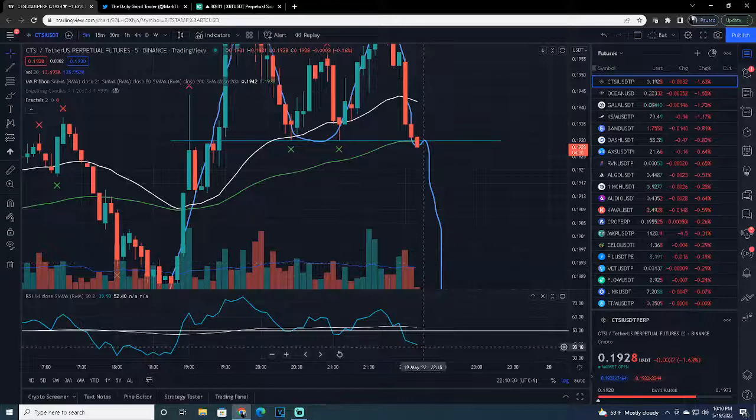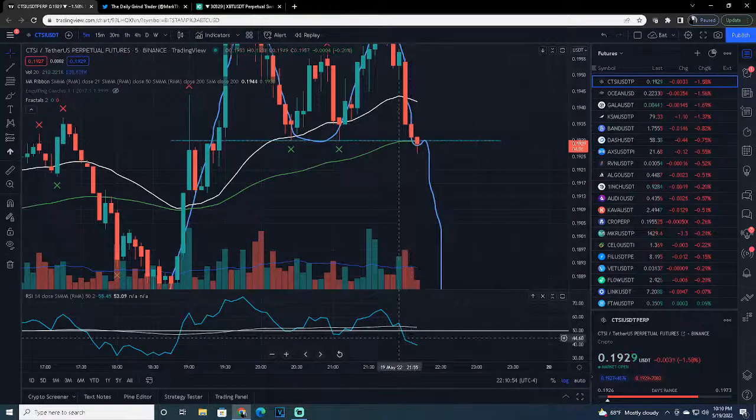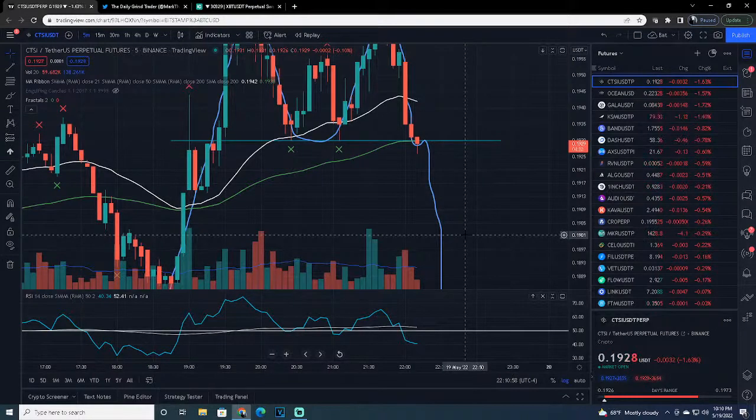We are under the 50 period moving average, under the 21. The 21 is curling down. The 50 is starting to curl down. We're under 50 on the RSI. Now these are all confluences. I got tongue tied for a minute. These are all confluences to take a short position. 21 coming down, 50 starting to go flat, and the RSI under 50. So that's what we're looking for.